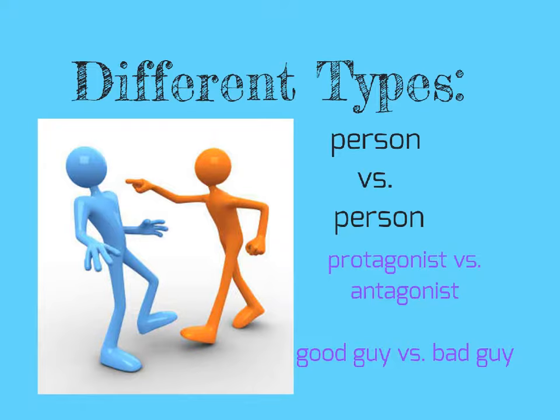So this might be two students that don't get along in a classroom. This could be a brother and sister that butt heads at home. This could be a girl that has a problem with her mom. All of those are different types of person versus person conflicts.